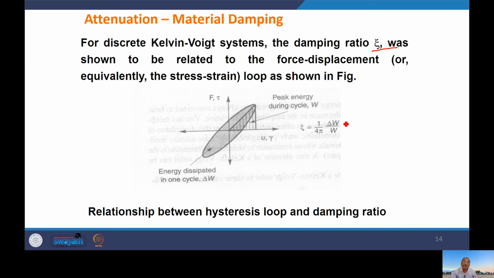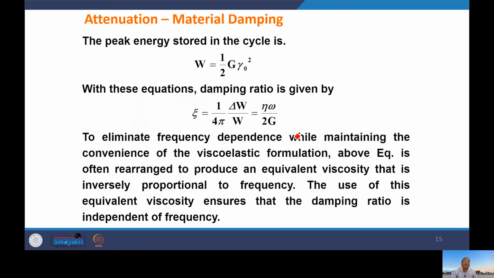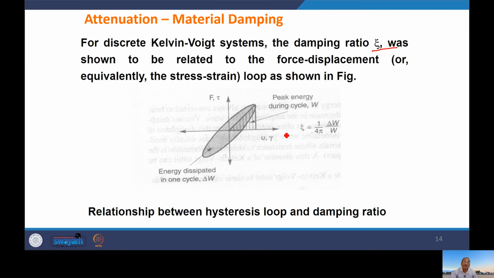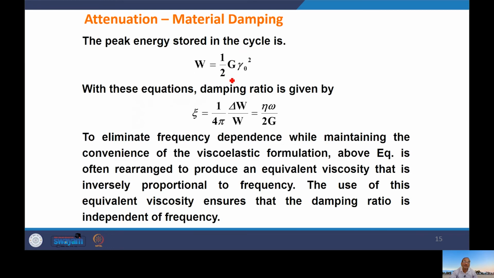So the damping ratio is defined from this relation, and as the area of this loop increases, even for the same value of W, the damping ratio will increase. To continue with that, the peak energy stored in one cycle is denoted W, capital W, and capital W is half E gamma naught square. With these, the damping ratio is given by 1 by 4 pi del W by W, which is eta omega by 2 G.